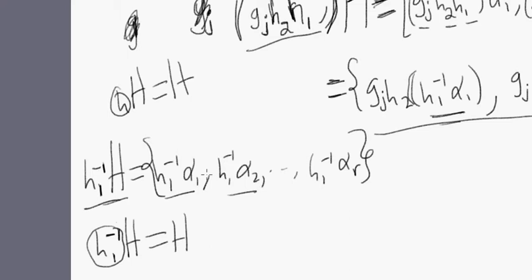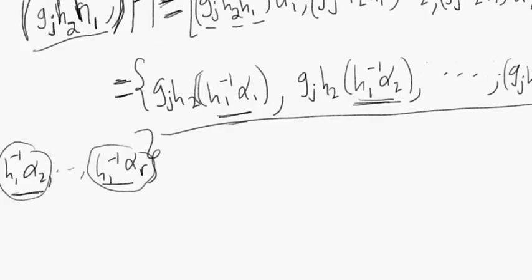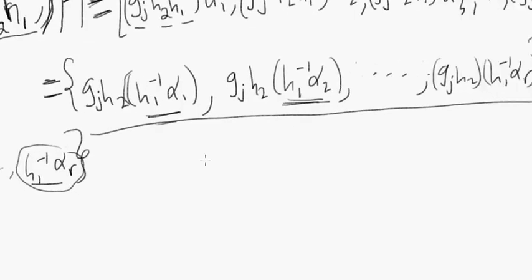What that means practically for us is that none of these elements equal each other. So each of these, H1 inverse alpha 1, H1 inverse alpha 2, all the way up to H1 inverse alpha r, are just permutations or a rearrangement of the group H. Okay? So we may as well think of these brackets... alright, I might have written something too far ahead.